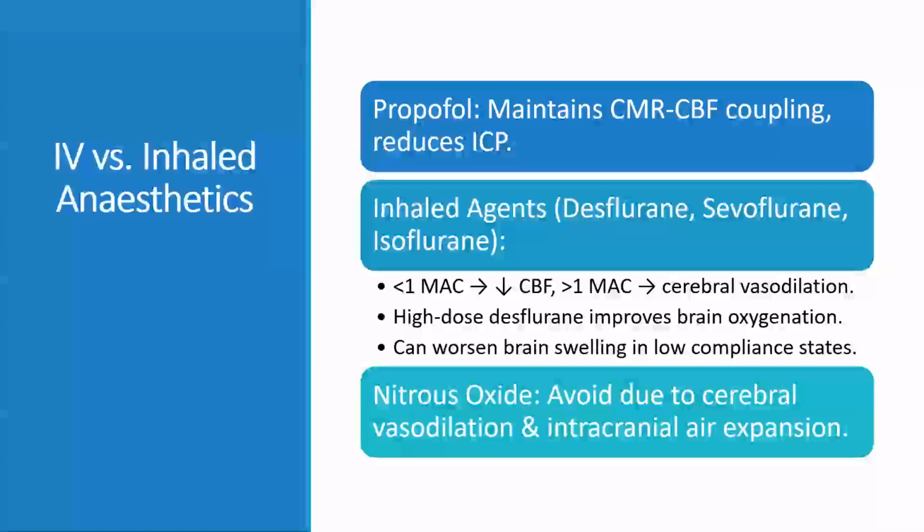What should we use, IV versus inhaled anesthetic? Propofol maintains CMR and CBF coupling, which reduces ICP. With an inhaled agent, if less than 1 MAC, it reduces cerebral blood flow, and if it is greater than 1 MAC, it causes cerebral vasodilation. High dose desflurane improves brain oxygenation, and it can worsen brain swelling in low compliance states.